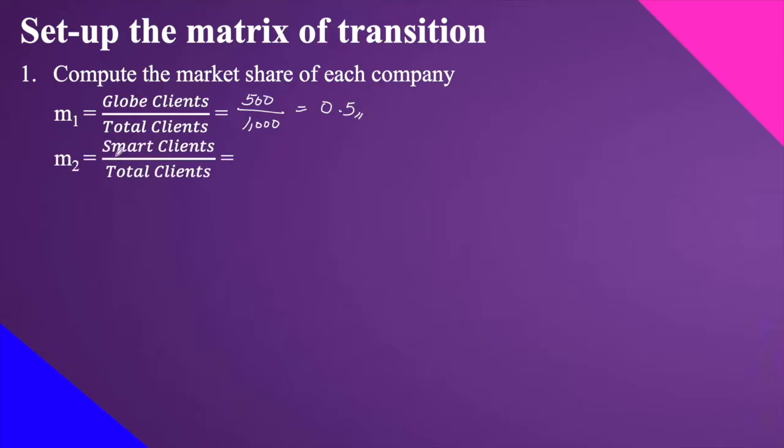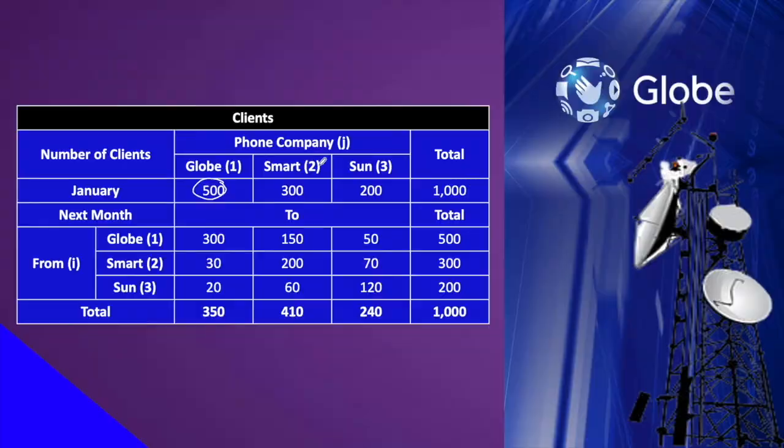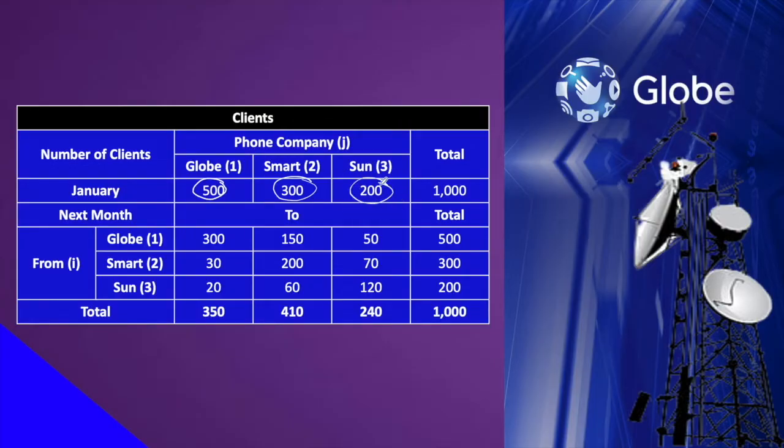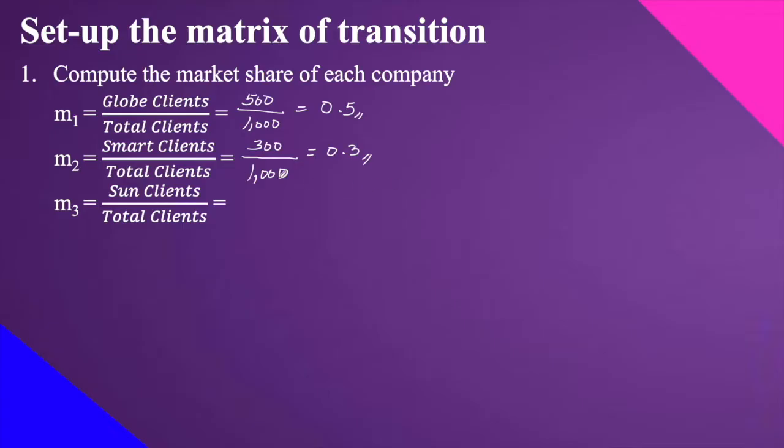Next, by the way guys, M stands for market share, so you won't get confused. And next, we have M sub 2, Smart clients over total clients. Total clients, that is 1,000. The Smart clients are 300. So, 300 over 1,000, this is 0.3. Okay? So, M sub 3, that is Sun clients over total clients. So, Sun clients is 200 over 1,000.